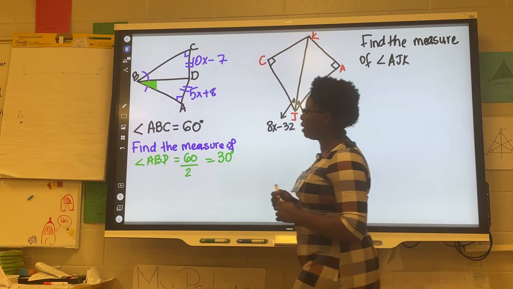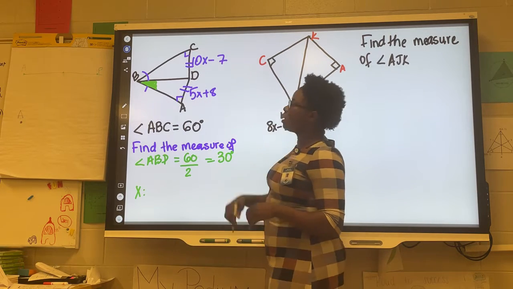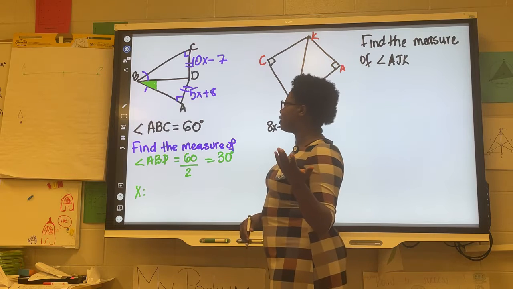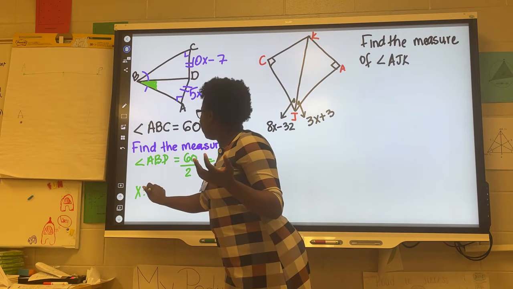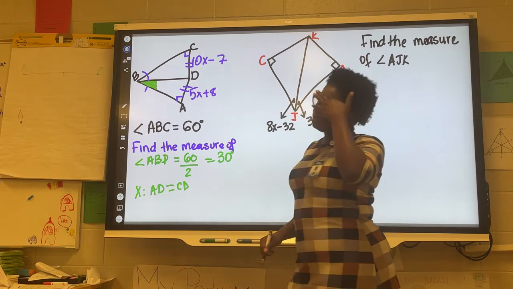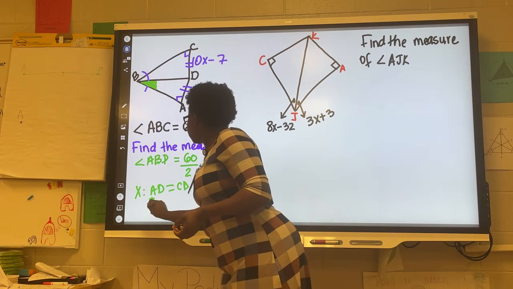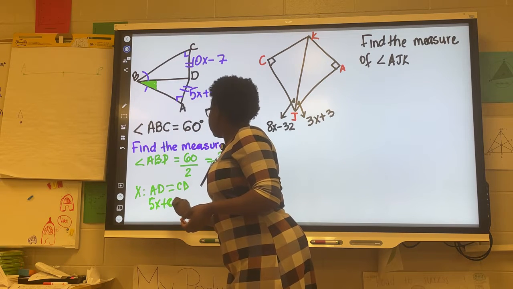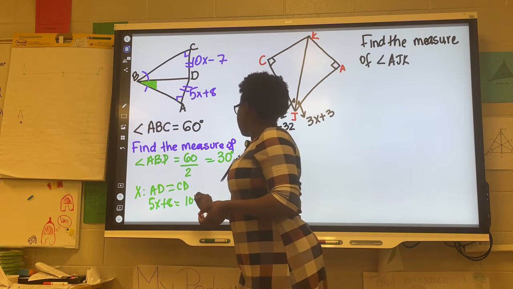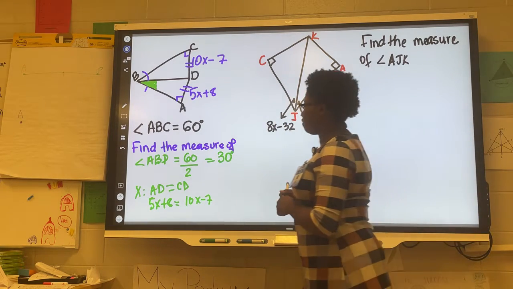And that's pretty easy. Well, to find the value of x, we have to use the concept of the bisectors, that AD is equal to CD. And once they're equal, we can basically equate them. So AD is 5x plus 8, and CD is 10x minus 7. From here, we basically go ahead and solve for x.